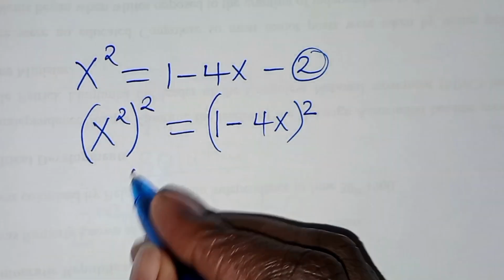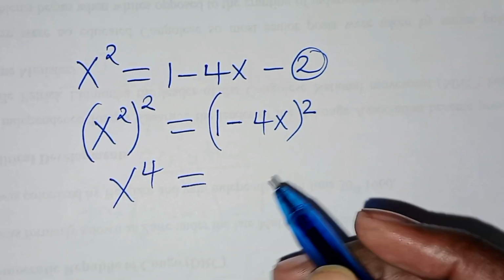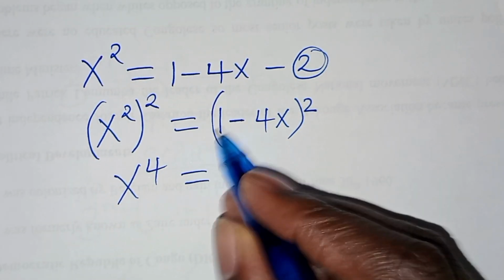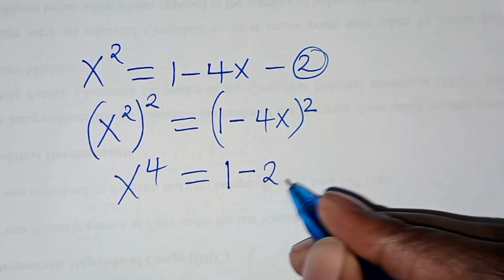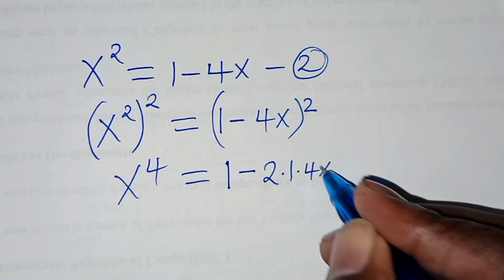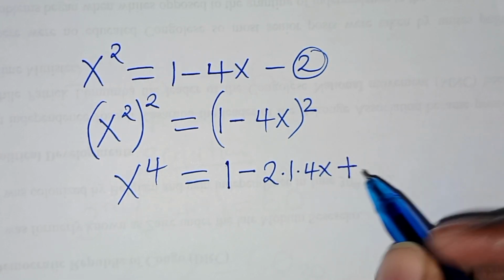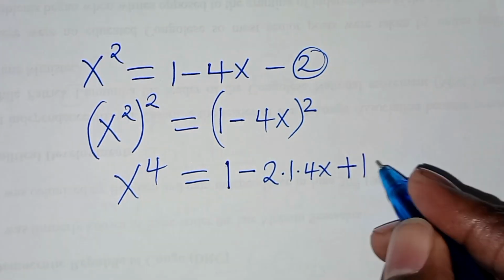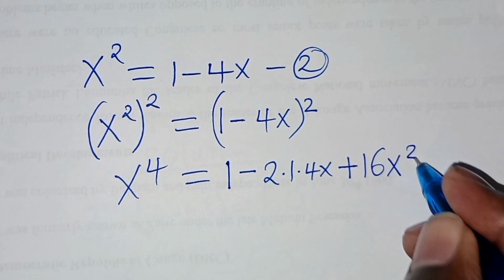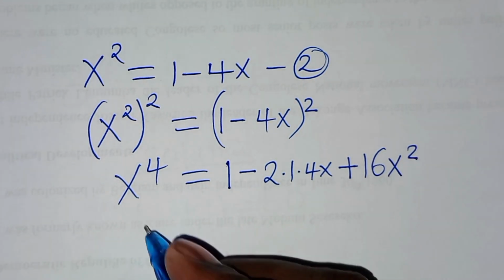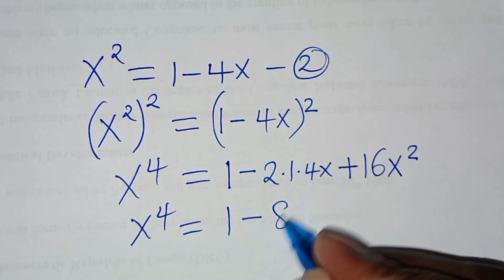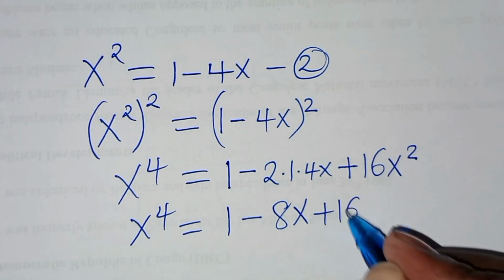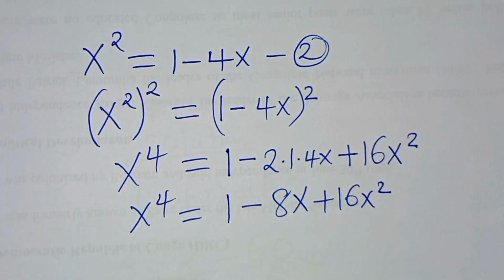So here we'll have x to power 4. This is equal to, now here we'll have 1 squared, this is 1. Subtract, now we have 2 times 1 times 4x. Then plus, this is the same thing as 16x to power 2. So x to power 4 is equal to 1 minus 8x plus 16x to power 2.